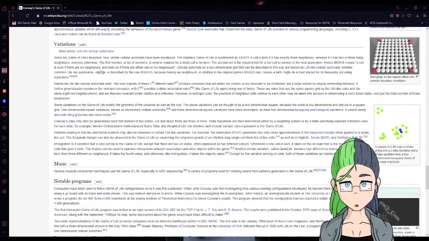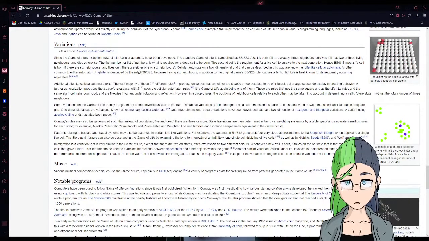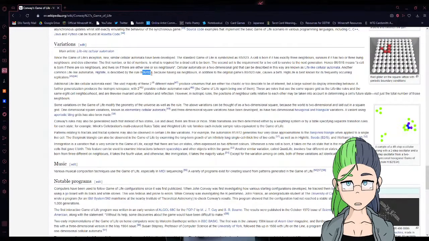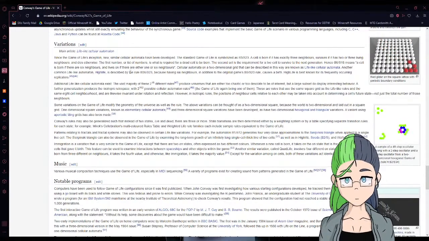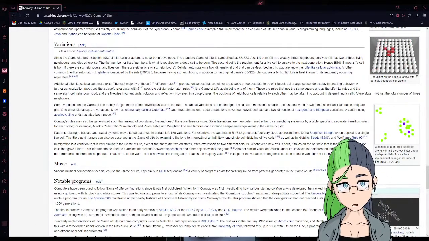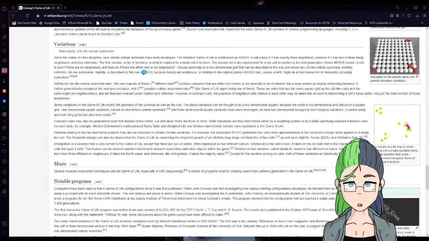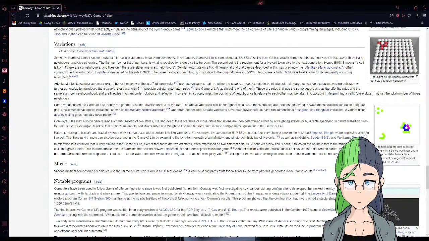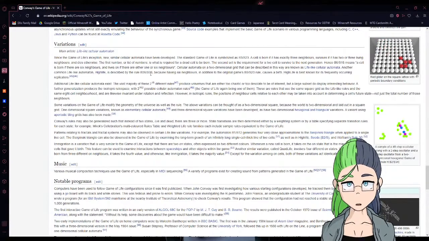Okay, so there's HighLife, which is described by the ability... So this right here is a cellular automaton notation for coming to life and dying. B stands for birth. So a cell will turn from dead to live if it has three neighbors or six neighbors, and then it will survive if it has two neighbors or three neighbors.